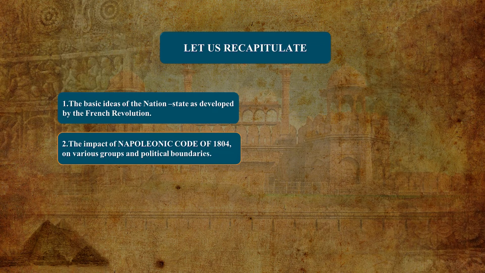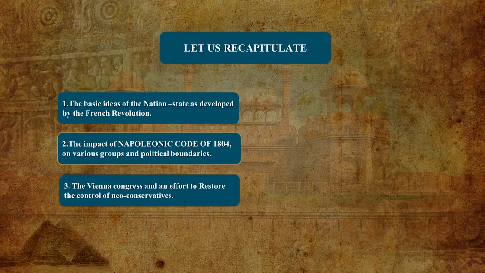Then with the coming of Napoleon, he introduced his code, which was exported to other parts of Europe. That led to a new expression of freedom. He also reorganized many territorial areas in Germany. Because of his excessive expansion of territory, he was defeated by the great powers of that time in 1815, and there was the Vienna Congress.